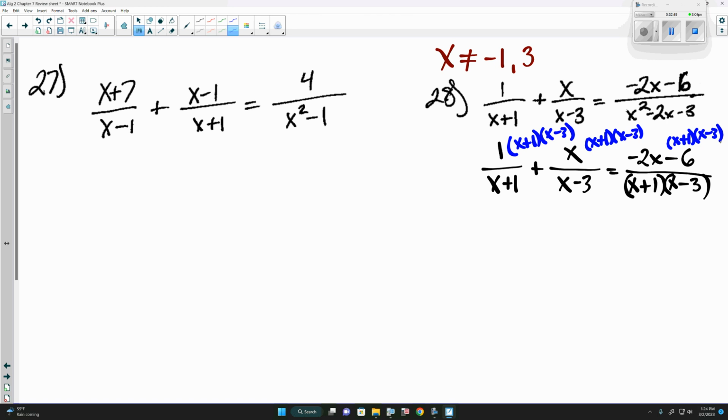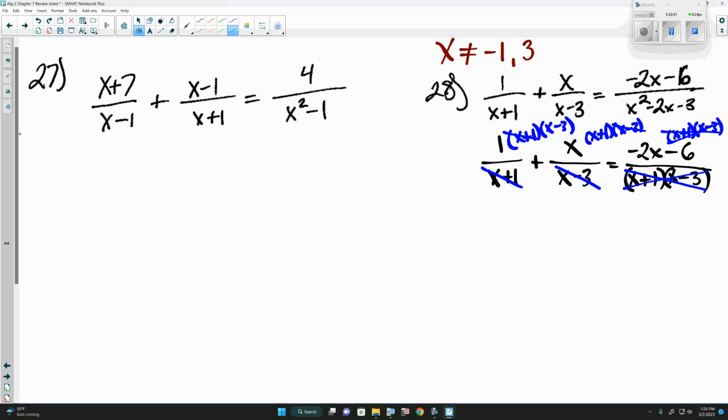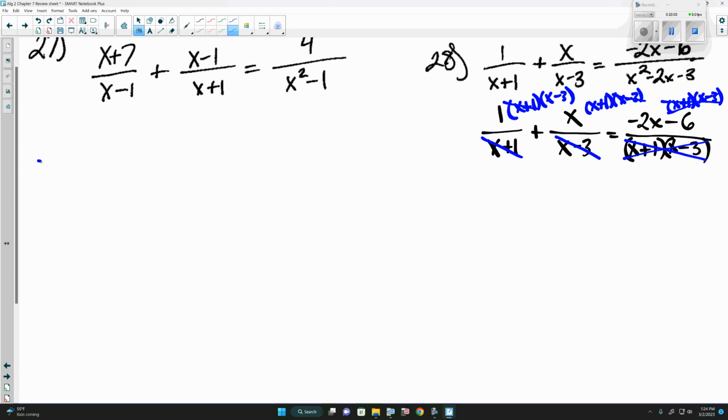Now on the far left, the x plus 1 and x plus 1 would cancel. The middle one, the x minus 3 and x minus 3 would cancel. And the last one, both of them are going to cancel out. And what that leaves us with is 3 plus x times x plus 1 is equal to negative 2x minus 6.